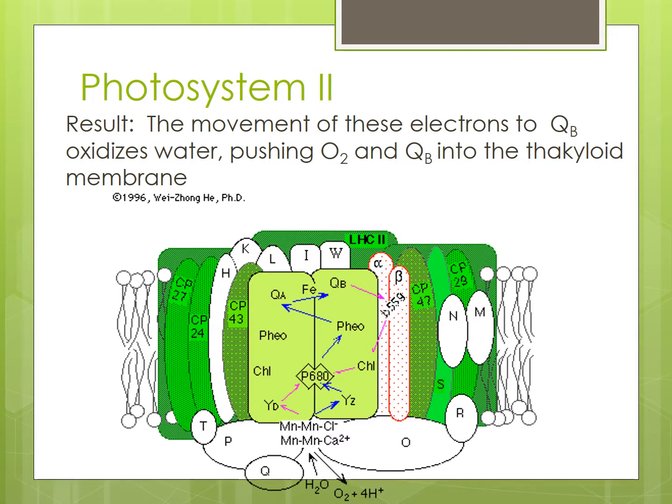Finally, it hits that QB. And when it hits QB, QB is so highly electronegative that it's going to steal an electron from water to form O2. So now we've created oxygen in the big equation for photosynthesis.